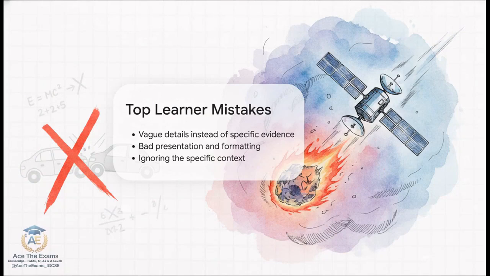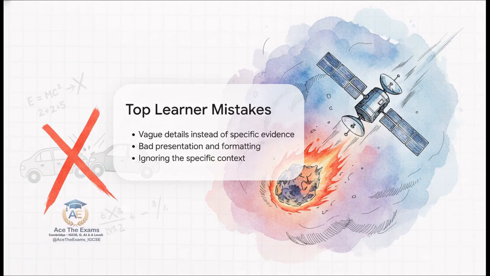To keep our momentum going, pun definitely intended, let's rapidly break down the top 3 most painful learner mistakes directly from the examiner reports. Number 1, vague details. Examiners want specific evidence and precise vector directions, not broad generalizations. Number 2, bad presentation and formatting. Look, if you're working out as a complete mess, if you omit units mid-calculation, or if you drop a crucial negative sign when an object rebounds, the examiner literally cannot award you method marks.